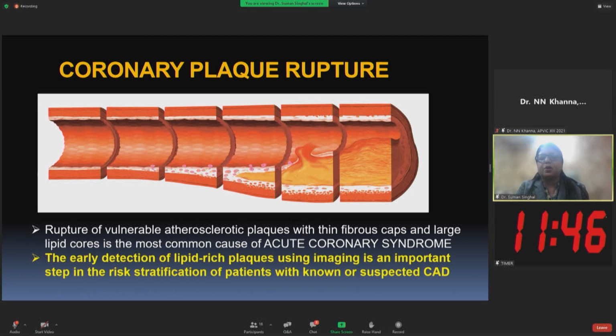As we all know, rupture of a vulnerable atherosclerotic plaque, which has a thin fibrous cap and a large lipid core, is the most common cause of acute coronary syndrome. So by CT coronary angiography, early detection of these vulnerable plaques, which are going to rupture and cause ACS, is where we are today.